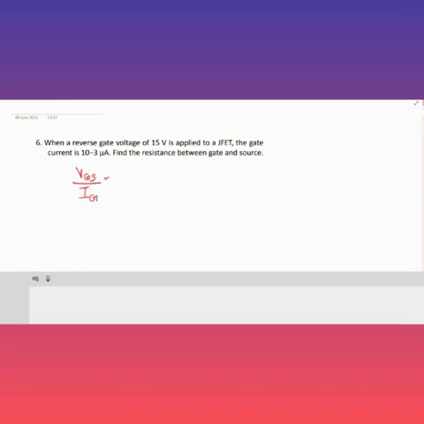So VGS, which is already in the problem, is 15, divided by IG, which is 10 to the power minus 3 into micro, so 10 to the power minus 6. So I will be considering this as 15 by 10 to the power minus 9. So I can write it as 15 into 10 to the power 9. So my final answer will be 15,000 megaohm.